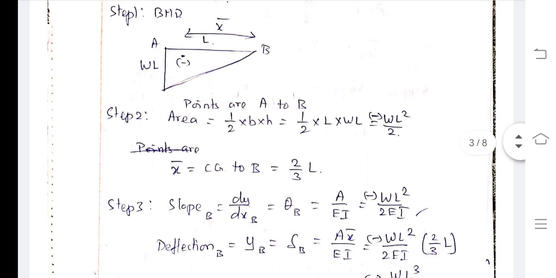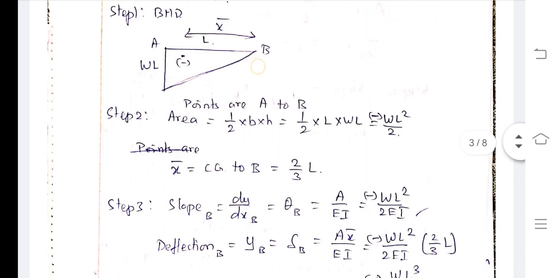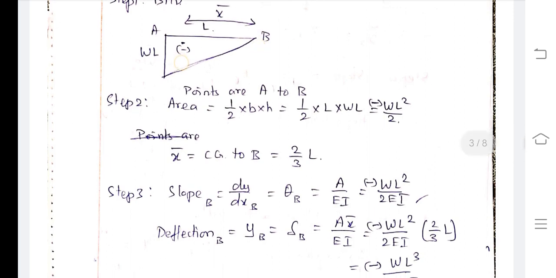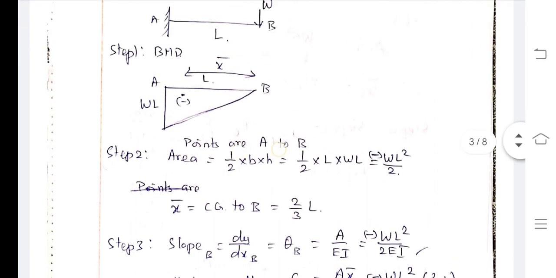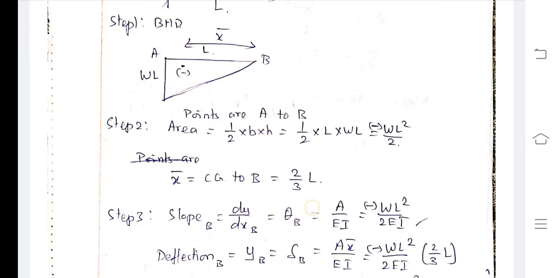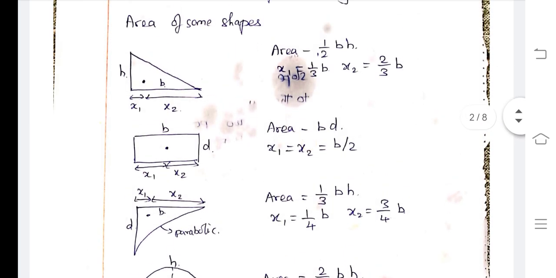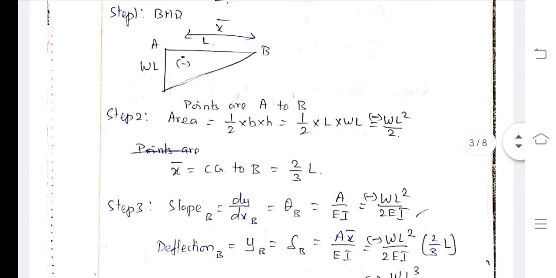Then the CG distance. What the CG point is, we have to calculate the x bar. X bar is nothing but the distance from the CG point to the point at which we are going to calculate the deflection. So here from B we have to see the horizontal distance between the CG and B. It is nothing but 2/3 of L. In the previous case I have discussed what the x bar value is. So here it is 2/3 L.